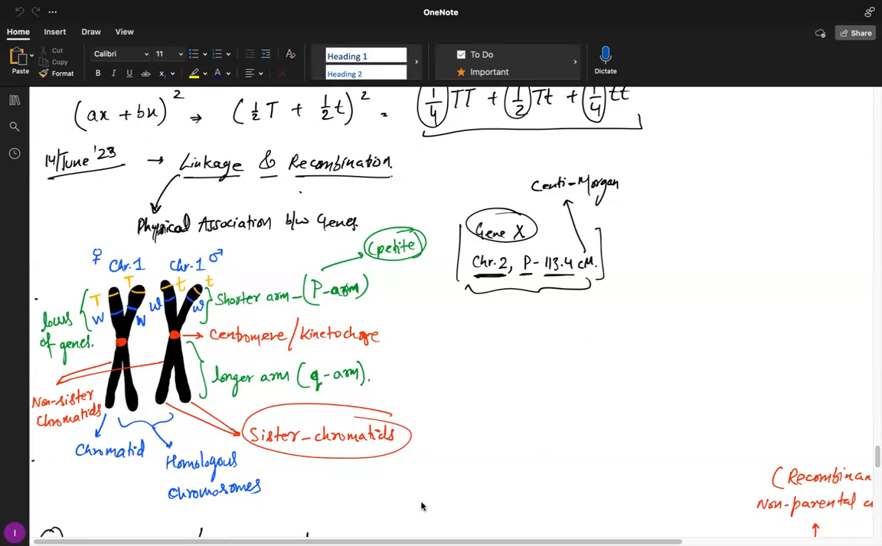Does that make sense, Aisha and Rabia? Is it clear? Yes. So would you like to write this down so that it's more clear to you? Yes. So write it. The two chromatids of the same chromosome are known as sister chromatids.